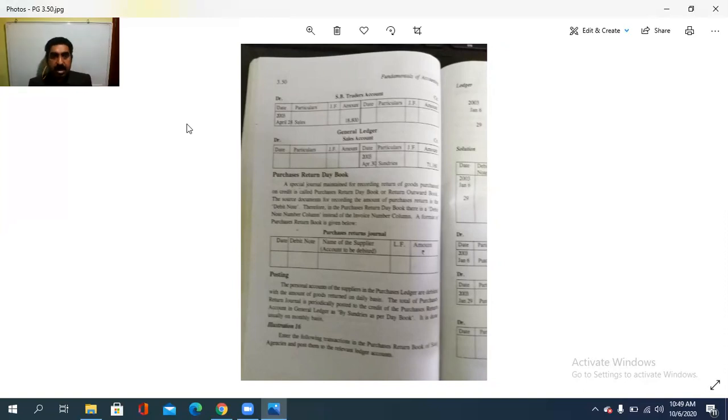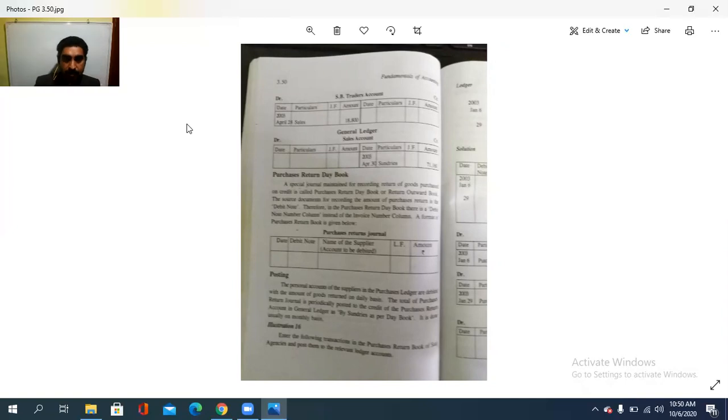In the sense, suppose 10 items are delivered, out of that 5 items are defective, so those 5 are to be returned back. So we can't change the invoice of the supplier, isn't it? So what we need to do, we issue a debit note to that supplier with the returned items. That is the debit note. There is also a number for that, each having a debit note number 1, 2, 3 like that. So for that purpose, this purchase returns journal is to be prepared.